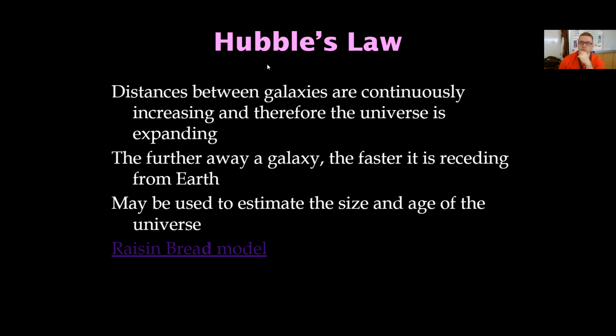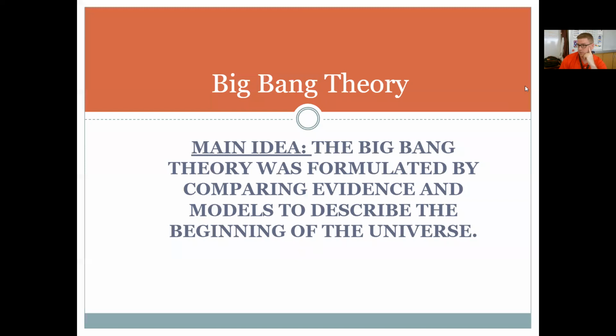We have this thing called Hubble's Law, where the distance between galaxies is continually increasing. They're getting further away from each other, which gives us evidence that the universe is expanding. The further away a galaxy is, the faster it is receding from us on Earth. We're able to use this to estimate the size and the age of the universe. Because of that, we know the universe is a little more than 13 billion years old.